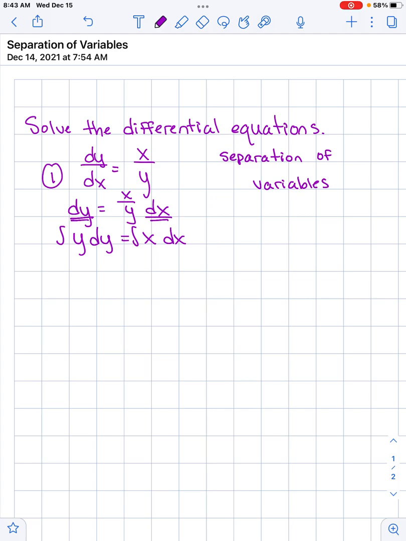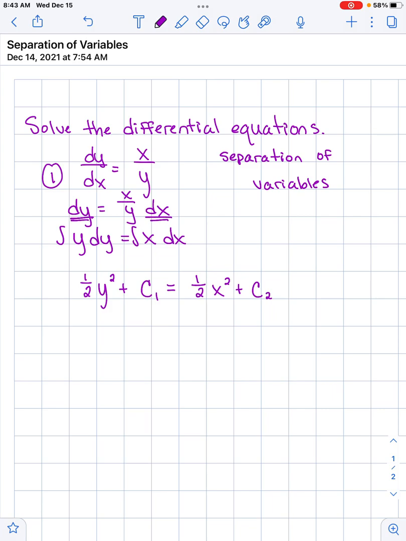The antiderivative of y dy, so the antiderivative of y with respect to y, is just 1/2 y squared plus some constant. I'm going to call this constant c sub 1. Now if I look at the right-hand side, the antiderivative of x is 1/2 x squared plus a different constant, c sub 2.